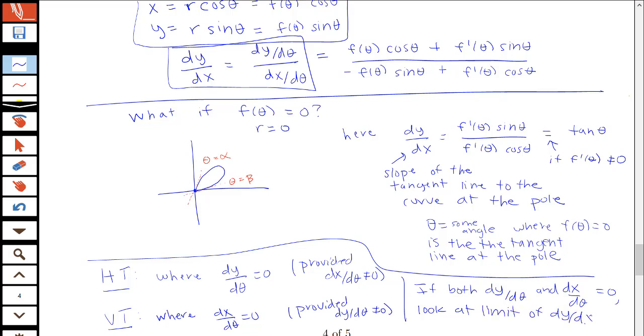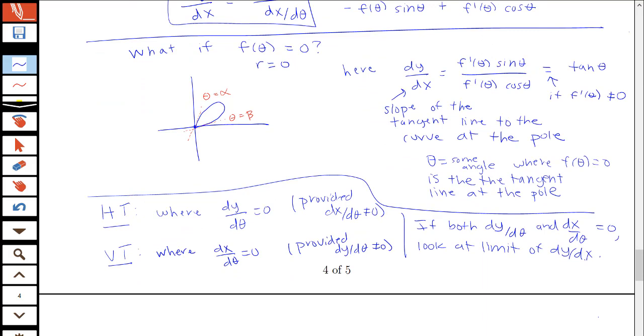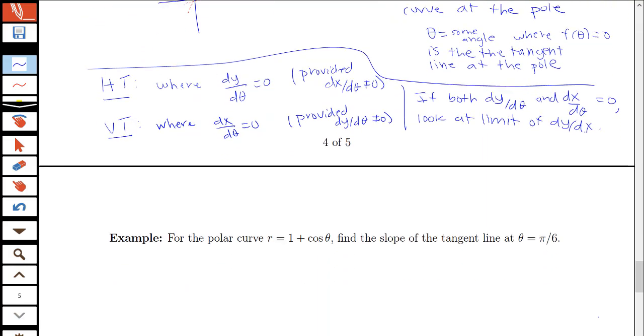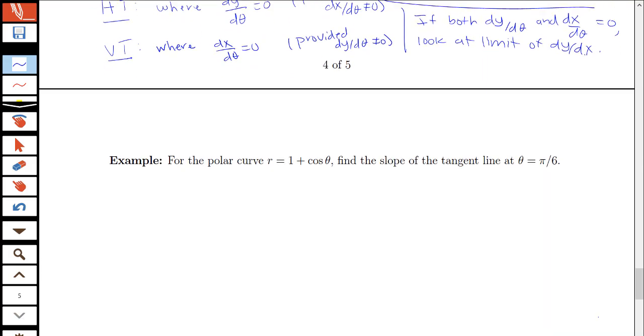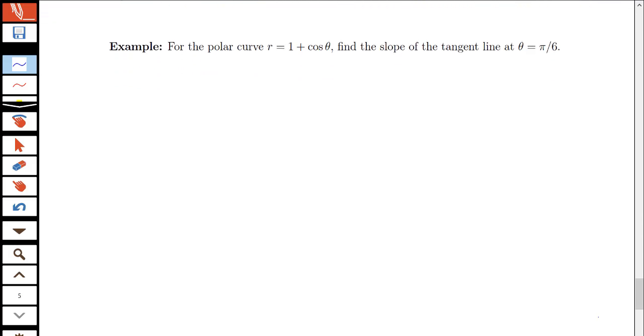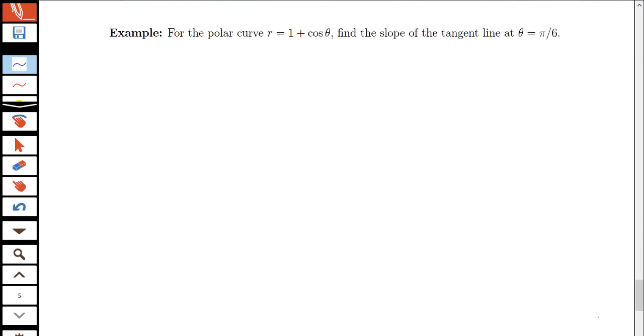Okay, so that's just a reminder on what we would do in that situation. So let's just look at one example where we're actually going to find the tangent line for a particular polar curve. Here we have the polar curve r equals 1 plus cosine theta. We're interested in finding the slope of the tangent line at theta equals pi sixth. So we're going to have to find dy dx and also evaluate it at this particular theta value.